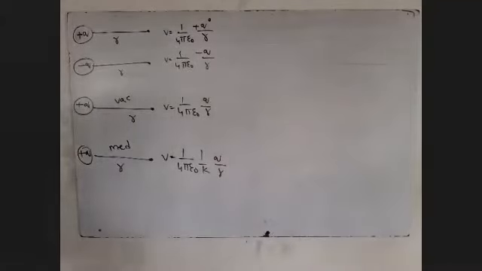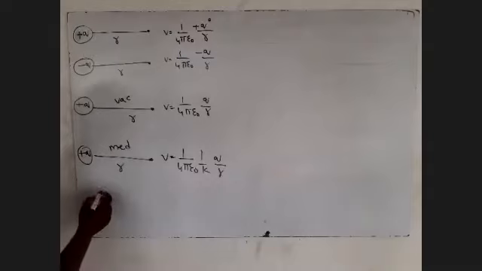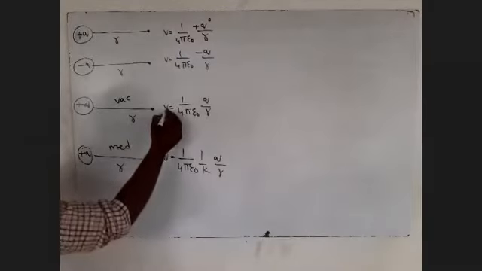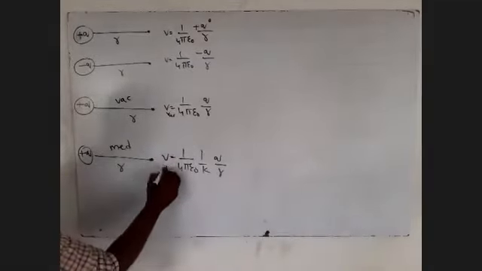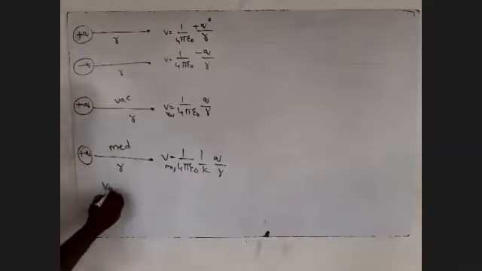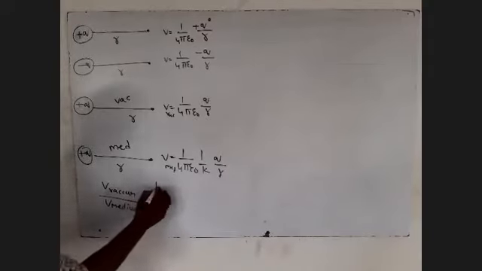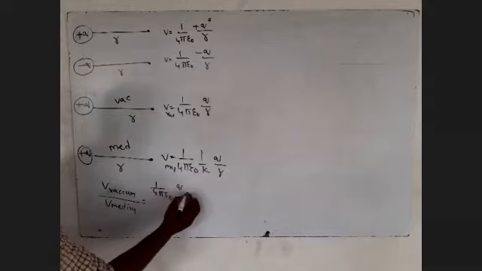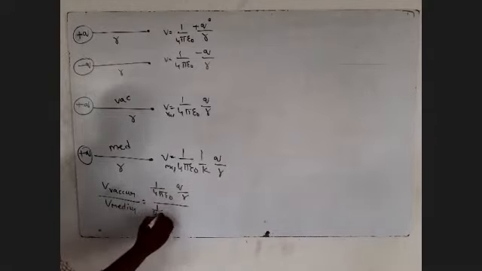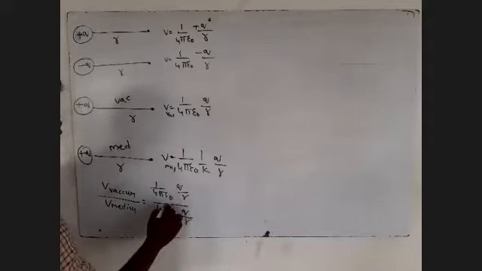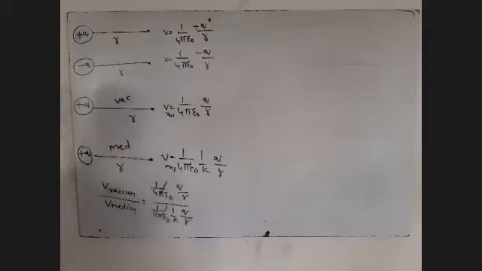Next, I'm going to explain. So we have the relation. What is the relation? This is vacuum, and this is a medium. V vacuum by V medium is equal to 1 by 4 pi epsilon naught Q by R, divided by 1 by 4 pi epsilon naught, 1 by K, Q by R, where K means dielectric constant. So 1 by 4 pi epsilon naught and 1 by 4 pi epsilon naught cancel each other.